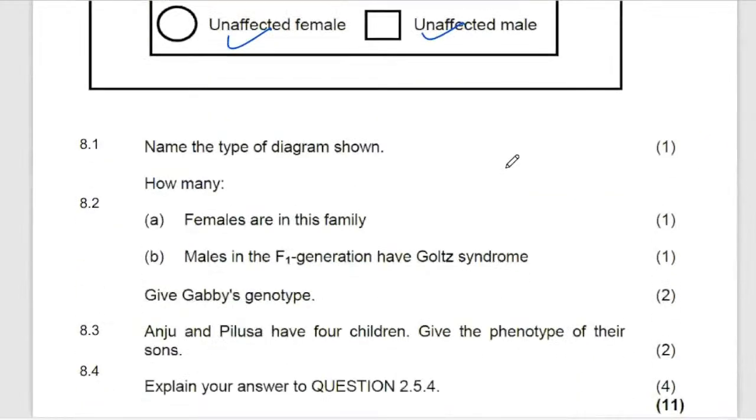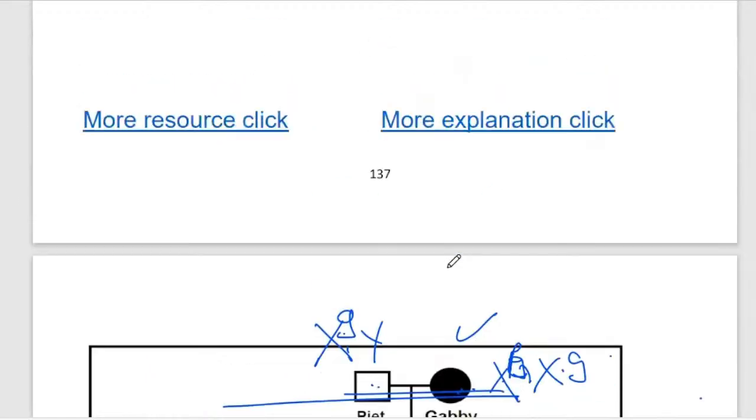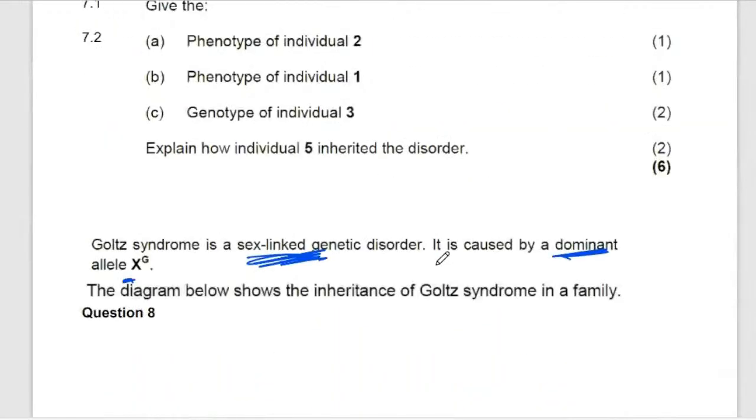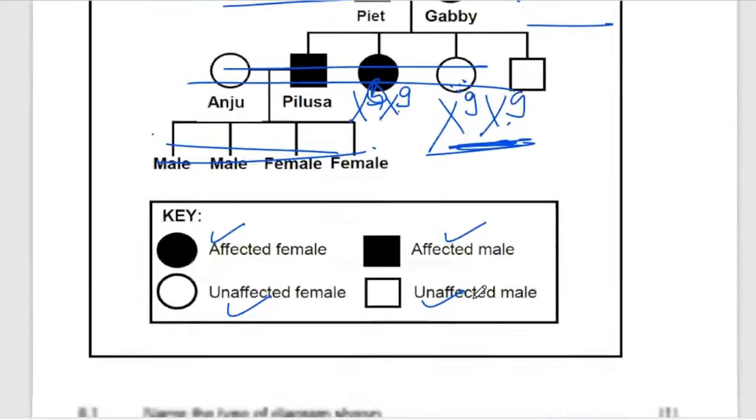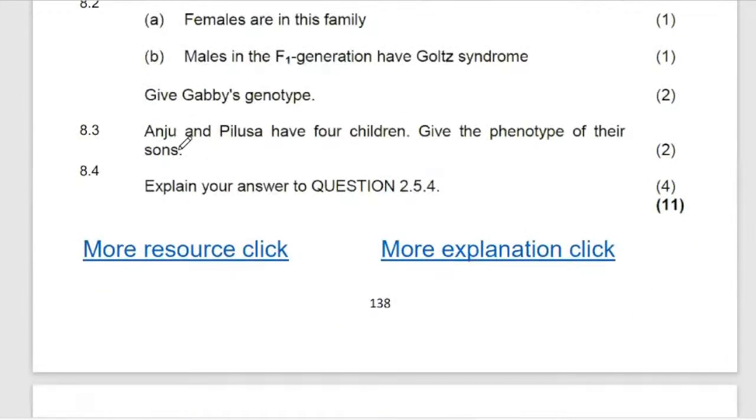Then they're asking, give the genotype of Gabi. We talked about it because they produce a kid who is not sick. Guys, please take note which one is caused by a dominant allele and which one is caused by a recessive allele. They will have to specify that it is caused by a dominant allele. Is it clear? Okay, we're done with that.